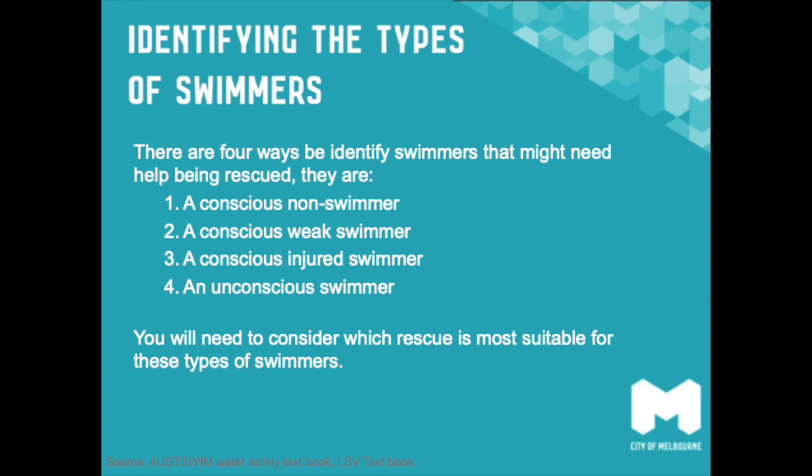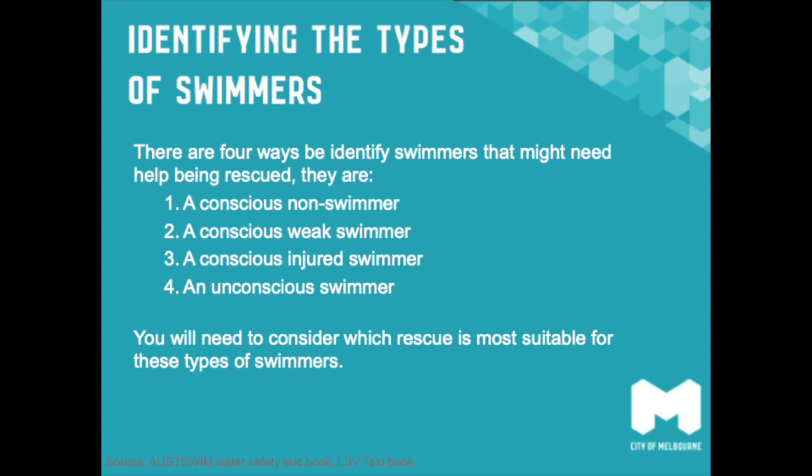Swimmer identification is extremely important as it could be the difference between someone drowning and someone having fun. Number 1 is a conscious non-swimmer, and some characteristics are vertical in body position and unable to turn around. Then we have a conscious weak swimmer, who is characterized by an inclined body position, may use arms and legs for support, and might be able to call for help.